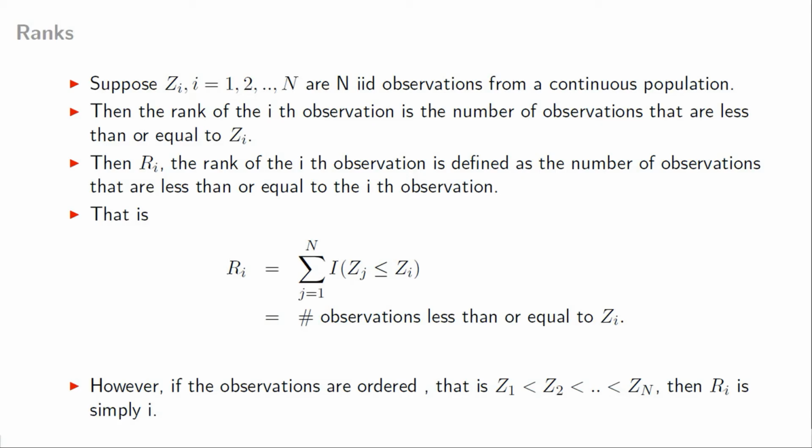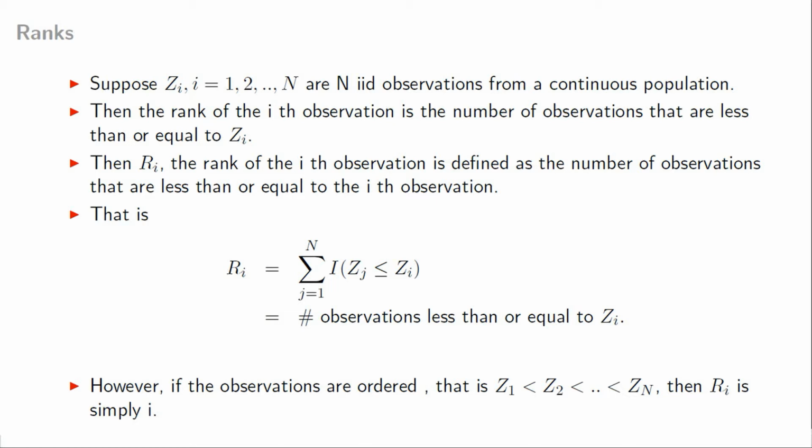We start with the definition of ranks. Suppose Zi, i running from 1 to n, are n IID observations from a continuous population. Then the rank of the ith observation, Ri, is defined as the number of observations that are less than or equal to the ith observation. That is, symbolically, Ri equals summation j from 1 to n of the indicator Zj less than or equal to Zi.